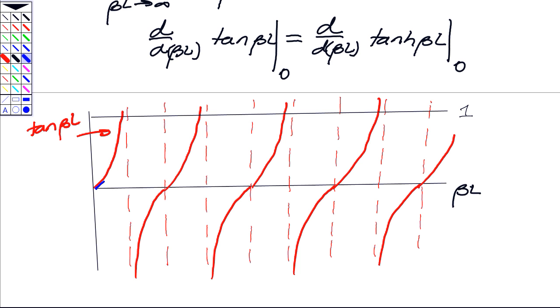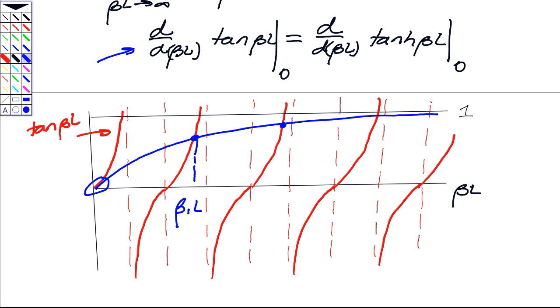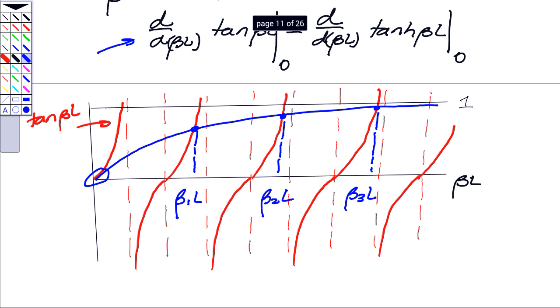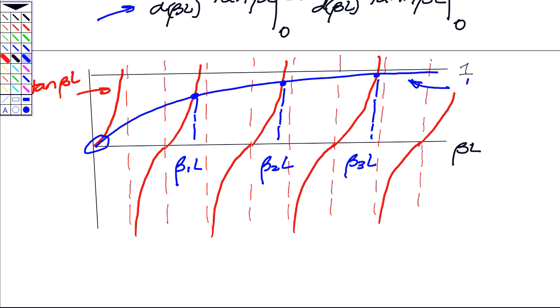The hyperbolic tangent looks like this. And this result right here means that these curves look like that. They start at the same point with the same slope. So there's no crossing there. The first crossing doesn't occur until here. This is our first root, beta 1 L. This is our second root, beta 2 L. This is our third root, beta 3 L, and so on. So the blue here, again, is hyperbolic tangent of beta L.